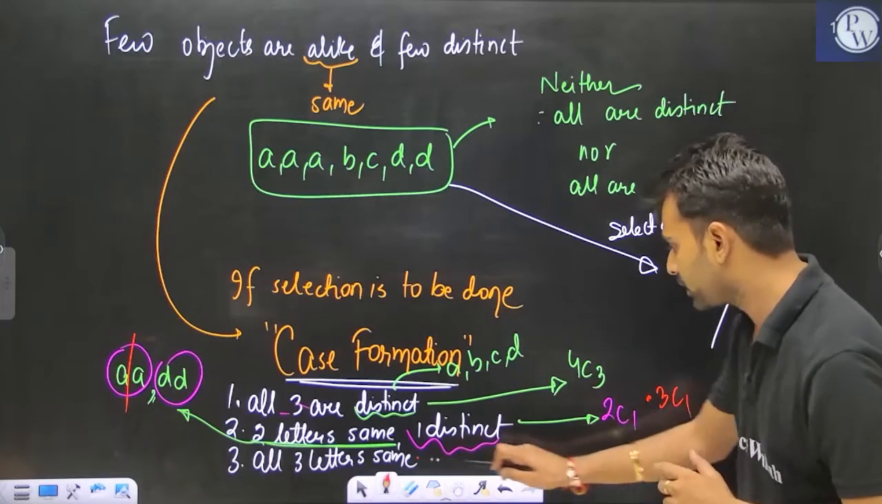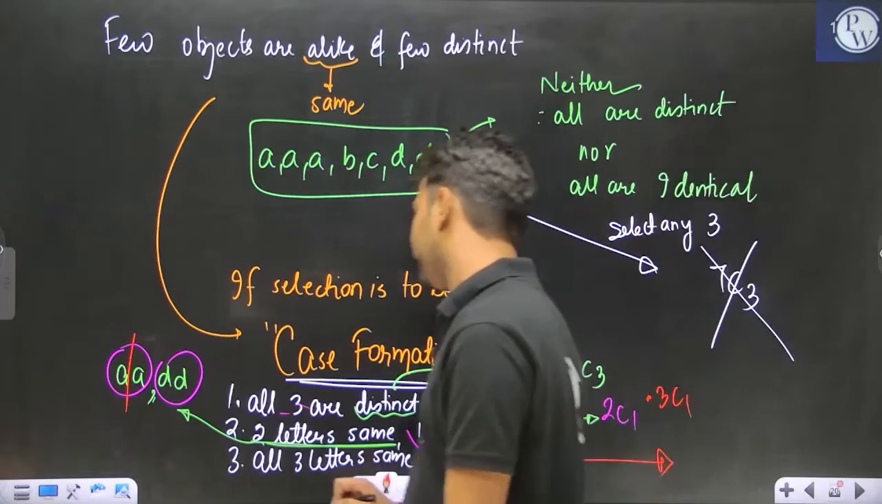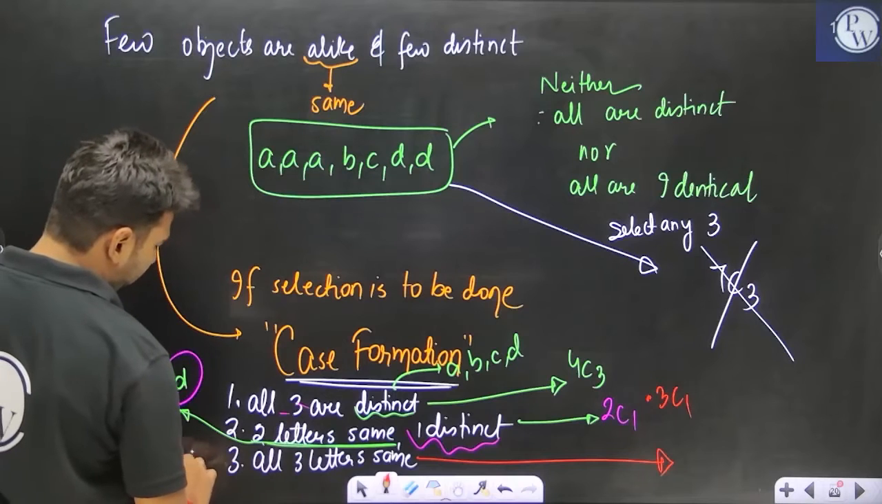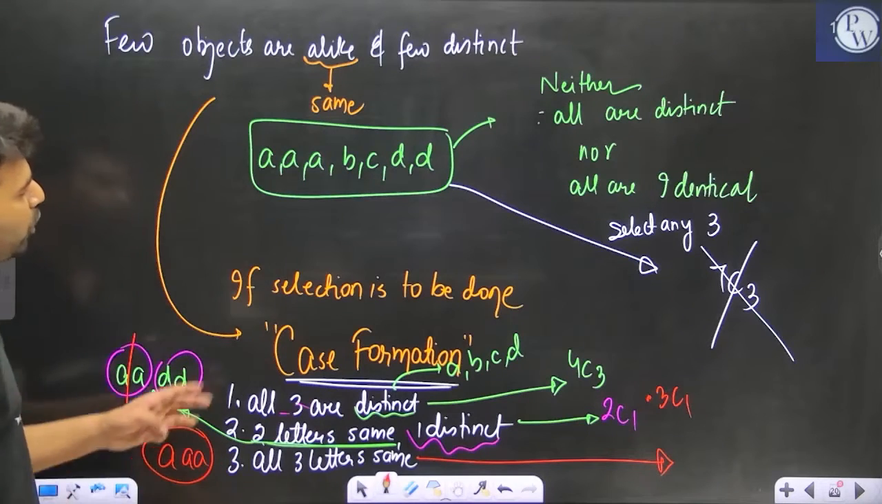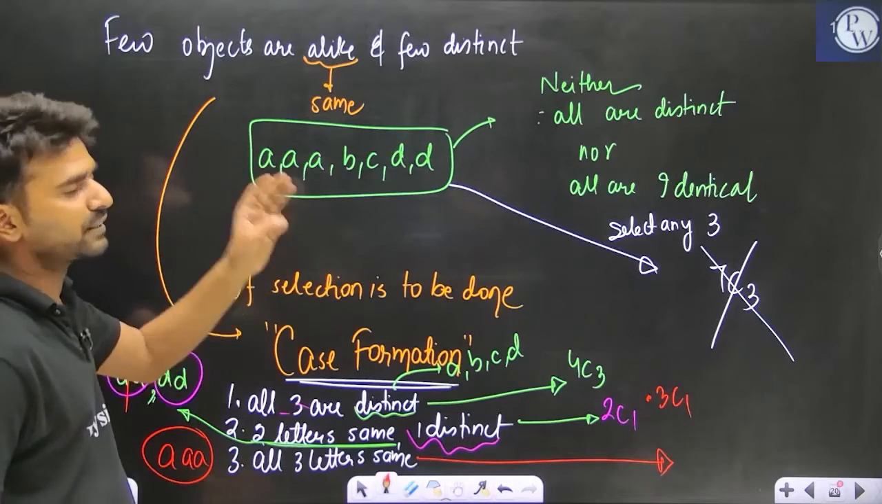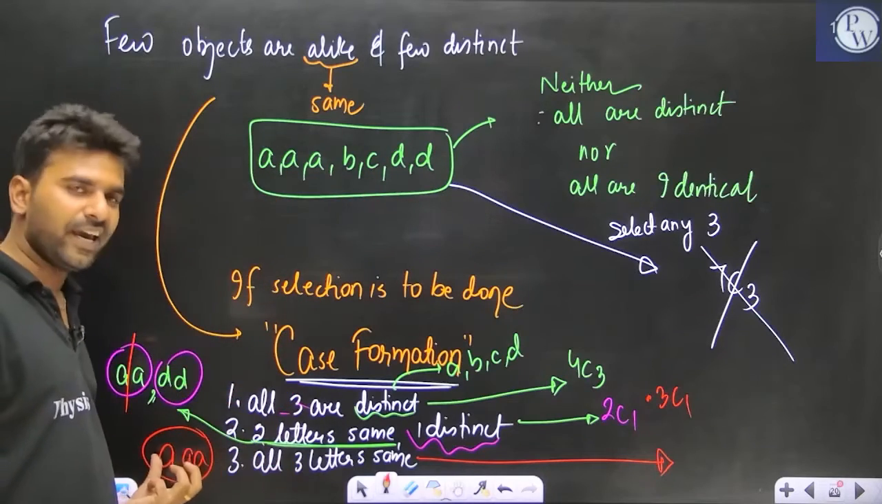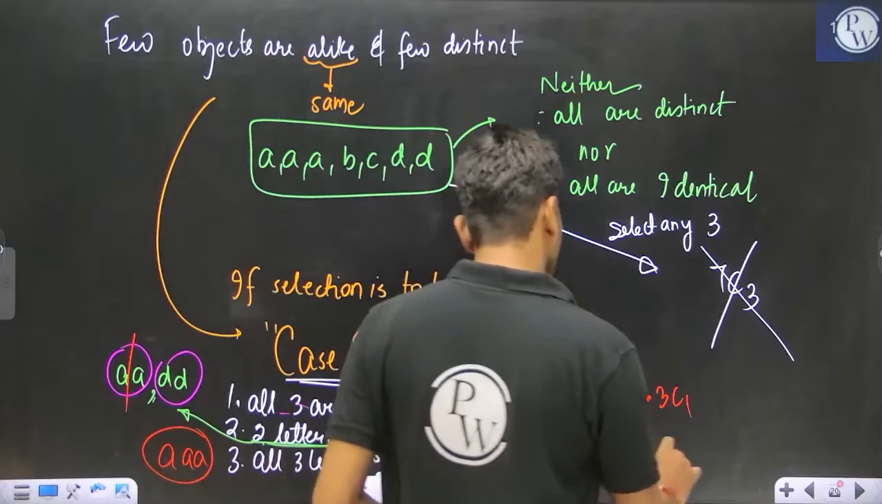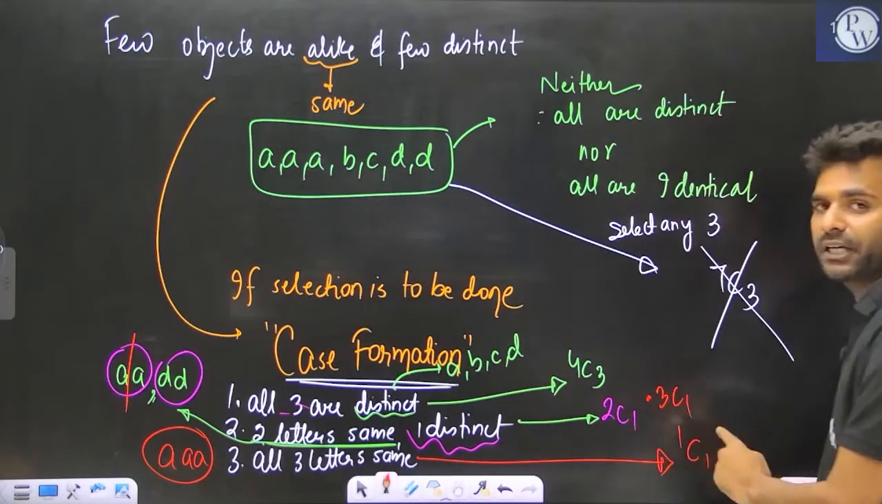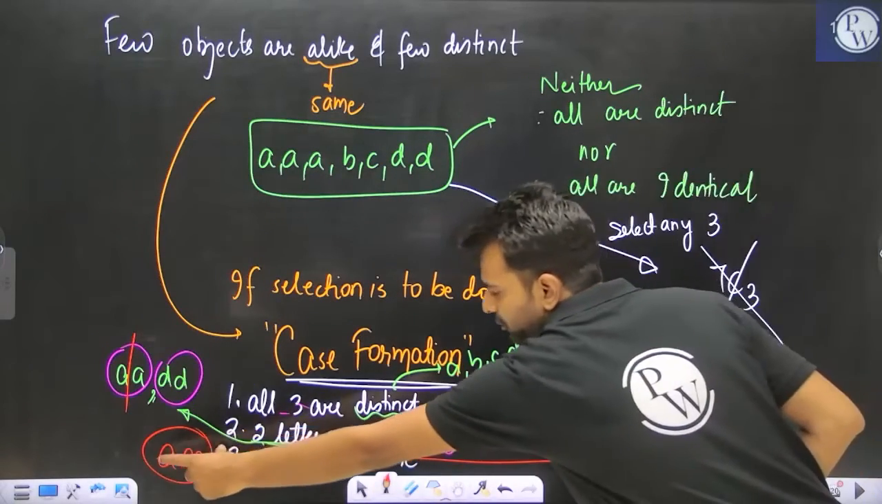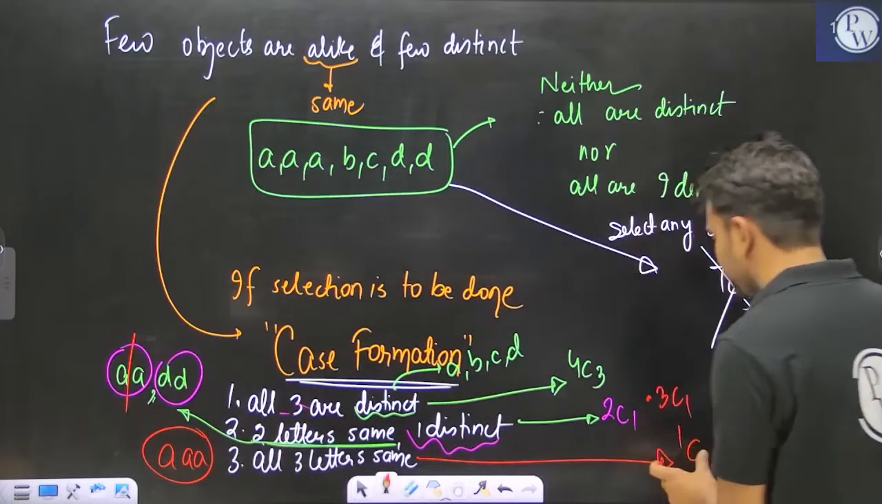And talking about the third one, 3 letters are same. Now 3 letters same means only A can be there, because not 3 B's are there, not 3 C's are there, not even 3 D's are there. So the only thing we can have is A. So the moment we select this, 1C1, because we are selecting bundles from here. So there is only one bundle. Out of this one bundle we are selecting one bundle. So 1C1 is the number of ways.